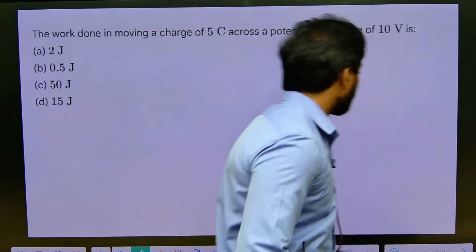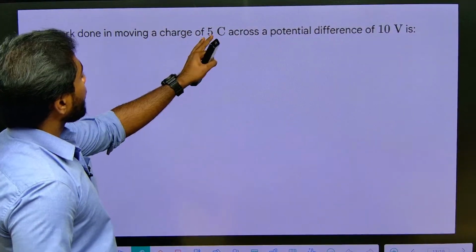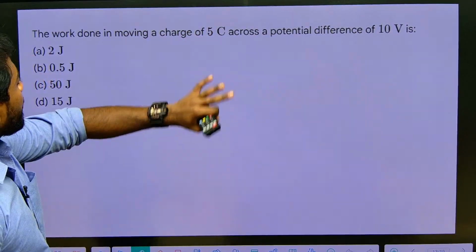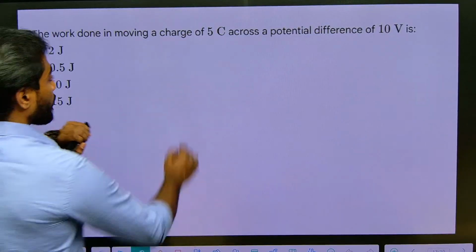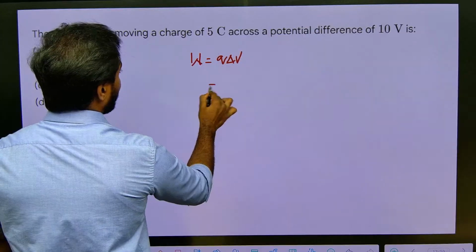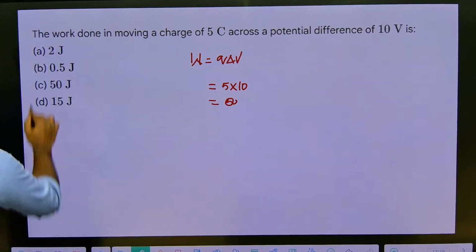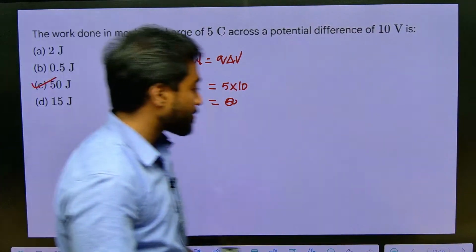So next question. The work done in moving a charge of 5 coulomb across a potential difference of 10 volt. So what is the work done formula? Q into delta V, right? So what is Q? 5 and delta V is 10, which is nothing but 50. Answer 50 joules. Option C is the answer for this question.